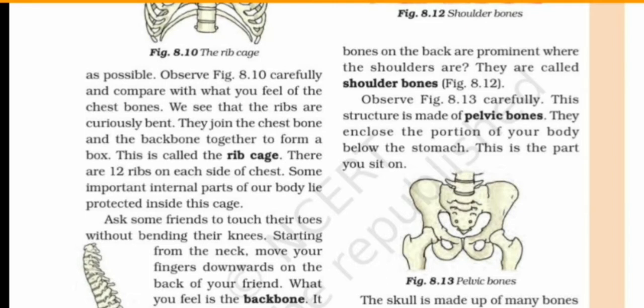Observe them carefully and compare with what you feel of the chest bones. We see that the ribs are curiously bent, right? The ribs join the chest bone and the backbone together to form a box. This is called a rib cage. Rib cage, I already told you, is a main part of a skeleton. It is made of thin, flat and curved bones. It forms a protective cage.